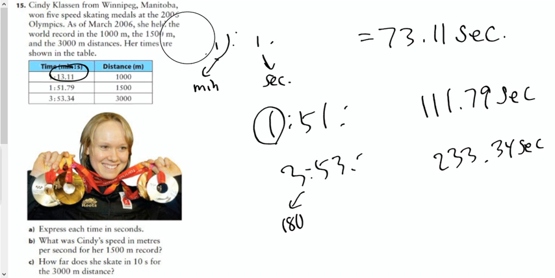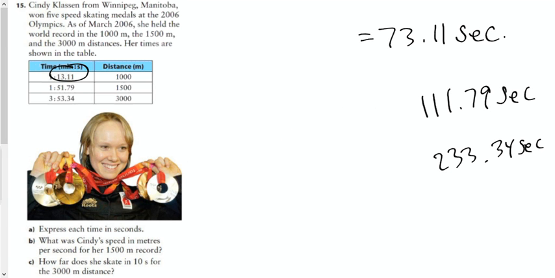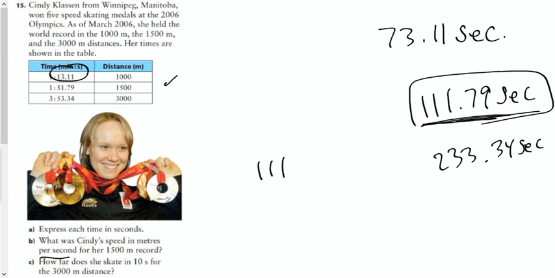I can erase those now. Keep those ones there. So those are our three times. And then it says, what was Cindy's speed in meters per second in the 1500? So here we have the 1500. Here we have her time. Per second. So because it says per second, we know that this number is going to go as the second term. So 1:51.79 is our second term. 1500 meters is our top term.